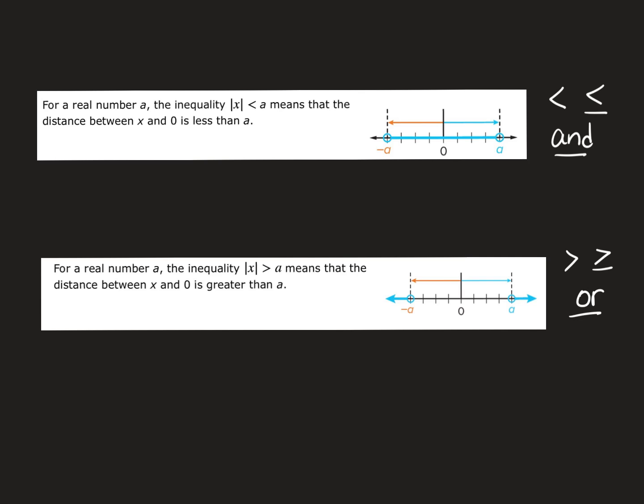When you have absolute value and you have less than or equal to, that's an and problem. If you have greater than or equal to, that's an or problem. I did not give you a sheet for this set of notes. Since I did not give you a notes guide, please make sure that you write down everything you see and everything that I write.